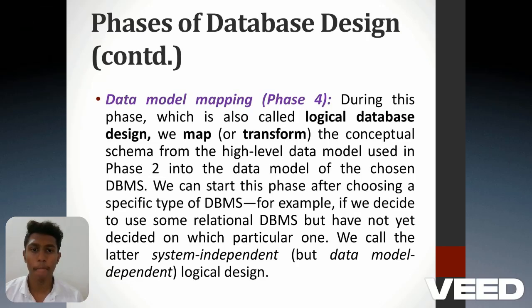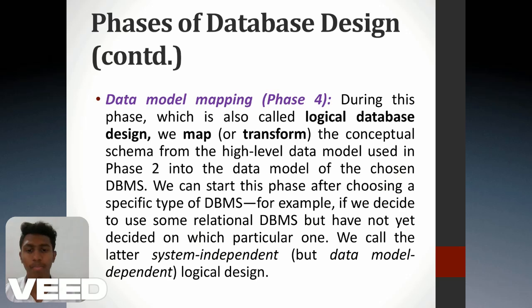The third thing, or phase 4, is also called data model mapping. During this phase, which is also called logical database design, we map or transform the conceptual schema from the high-level data model used in phase 2 into the data model of the chosen DBMS. We can start this phase after choosing a specific type of DBMS. For example, if we decide to use some relational DBMS, we have not yet decided on which particular one. We call the latter system independent but data model dependent.